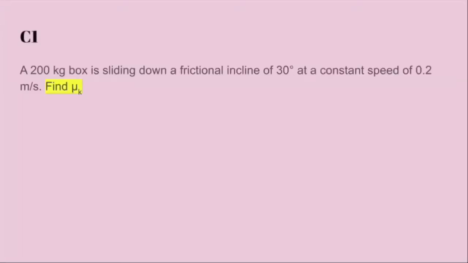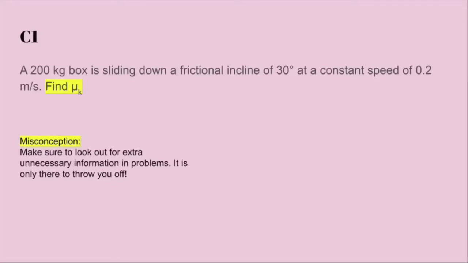A 200 kg box is sliding down a frictional incline at a constant speed of 0.2 meters per second. Find mu. Now, this value of constant speed that they give us in this problem is just there to throw you off. So always make sure to look for these sort of values that are there to throw you off every time you're doing a similar problem.